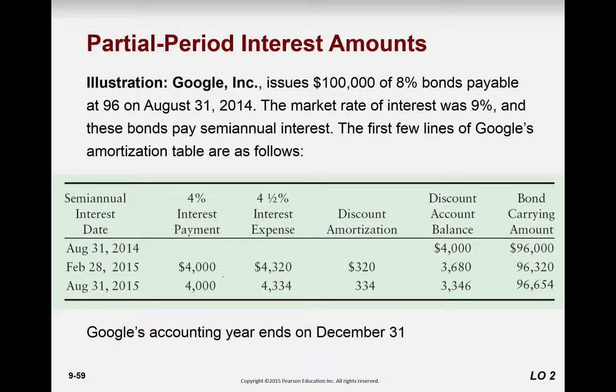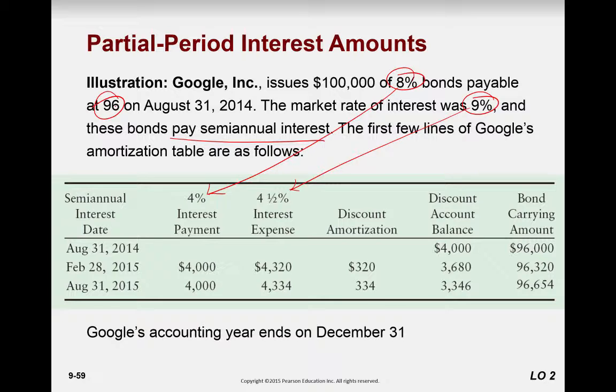So for partial period interest amounts, here we're talking about Google issuing 100,000 of 8% bonds payable at 96 on August 31st, 2014. The market rate of interest is 9%, and these bonds pay semi-annual interest. So here's a few lines of their amortization schedule. Note the 8 and the 9 half payments, and then our discount amortization.